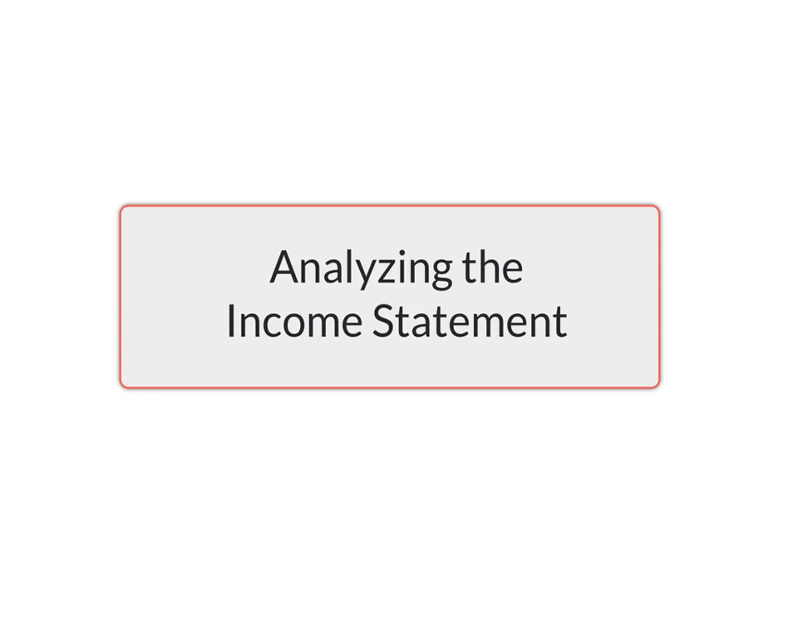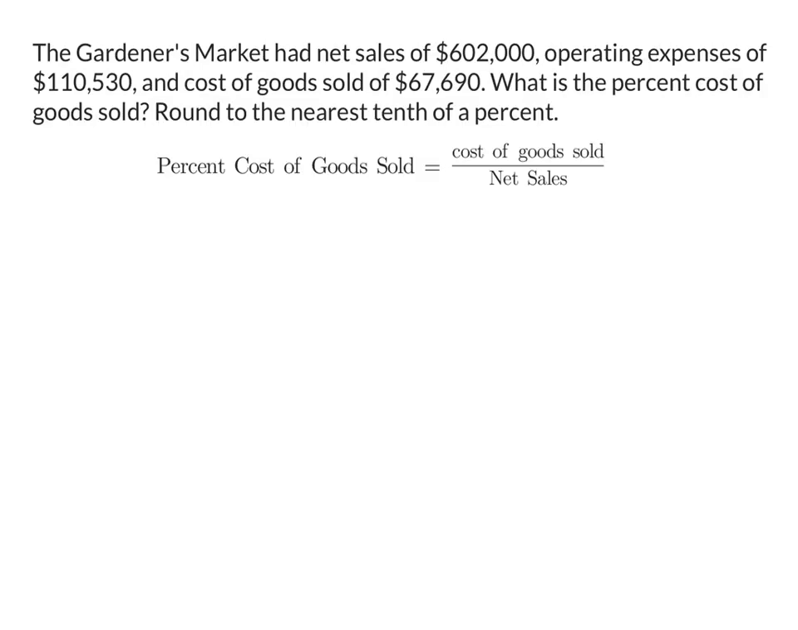Analyzing the income statement. The Gardeners Market had net sales of $602,000, operating expenses of $110,530, and cost of goods sold of $67,690. What is the percent cost of goods sold? Round to the nearest tenth of a percent. So the percent of cost of goods sold is found by taking the cost of goods sold and dividing it by the net sales.